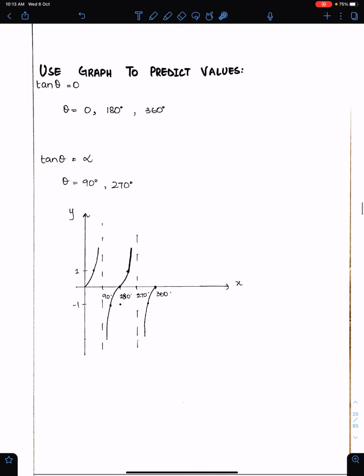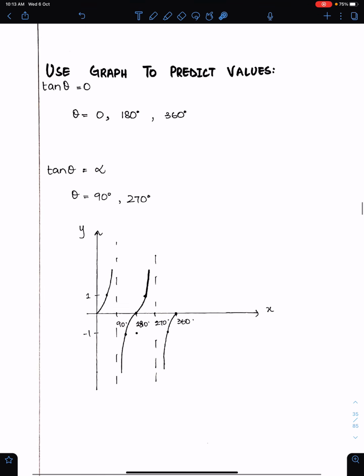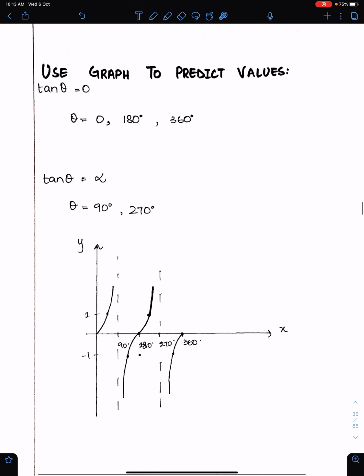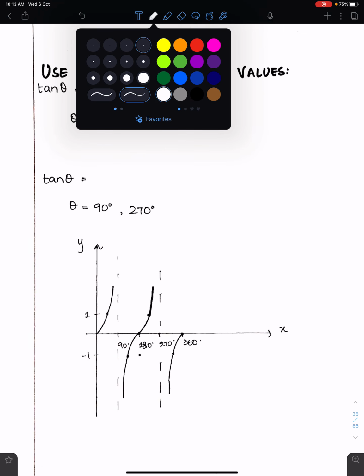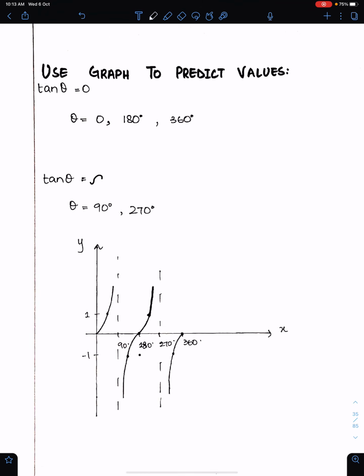For tan, we use a sketch only for two values of tan, 0 and infinite. This is infinite. So tan theta is 0 at three values, 0, 180 and 360. That is why we have three answers. And tan theta is infinite for two values, 90 and 270. And we are solving these equations for this domain.